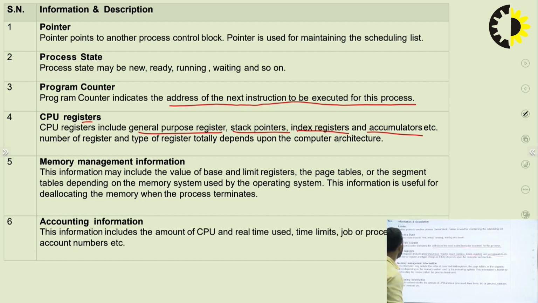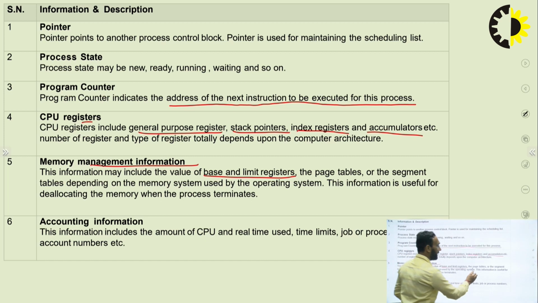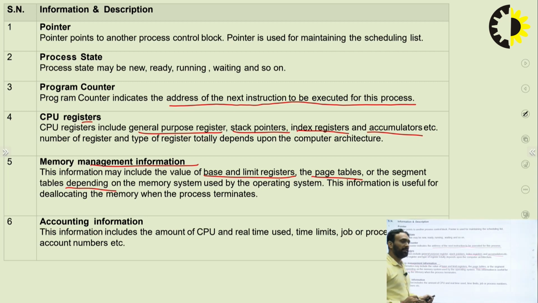Likewise, memory management information. This information may include the value of base and limit registers. This topic will be covered in detail when we go through paging and segmentation in the memory part: how to make the pages, how segmentation is executed. These things we will discuss in the third unit when we go for memory management.